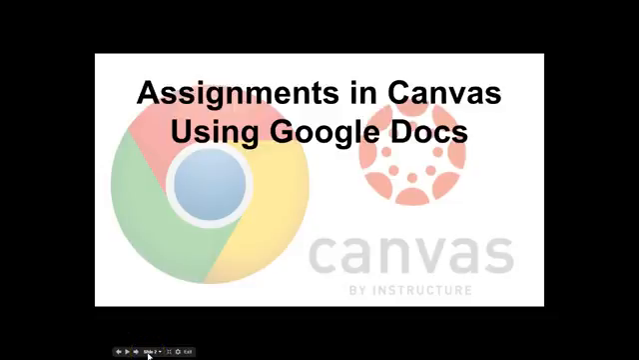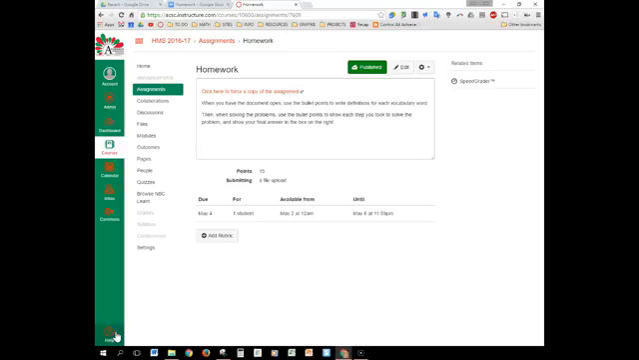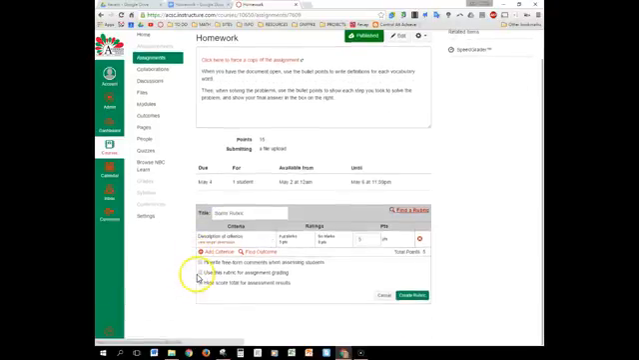Welcome to video 3, Assignments in Canvas using Google Docs, and in this video we will be discussing creating rubrics. So here's where we left off last time. The assignment had been created and assigned to the students. This is the screen that pops up for the teacher, and you'll notice that right here is a button that says Add Rubric. So I'm going to go ahead and click on that button.